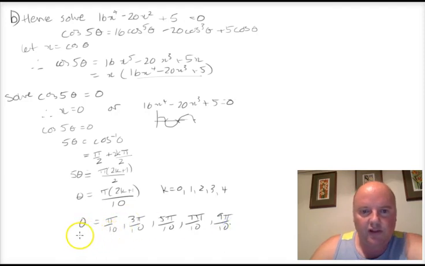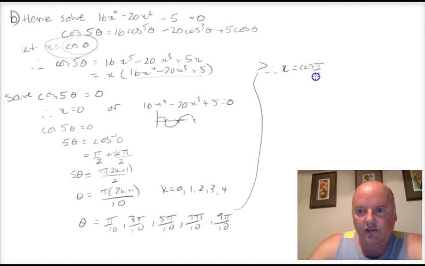What we want is values of x that solve this. Now if you put these values back up into this expression here, we get our x values. So I'm going to do that up here. So therefore x equals cos pi on 10, cos 3 pi on 10, cos 5 pi on 10, cos 7 pi on 10, and cos 9 pi on 10.